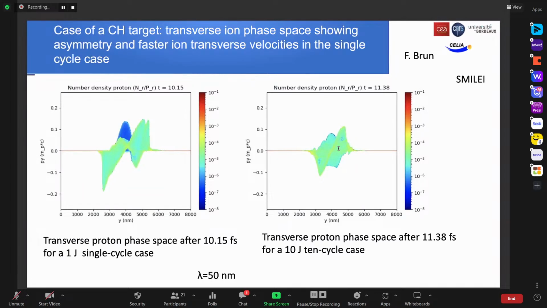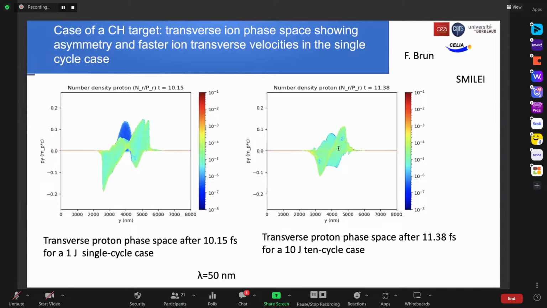It's true for both, in fact, because here the wavelength is 50 nanometers. And so the laser period is 3.3 divided by 20. So we're much past the interaction, it's finished, 1.5 femtoseconds. So there is a small vacuum to propagate, but basically it's passed for both.